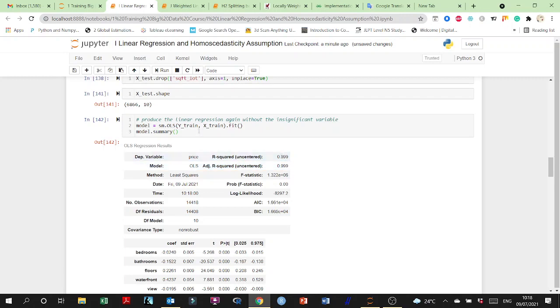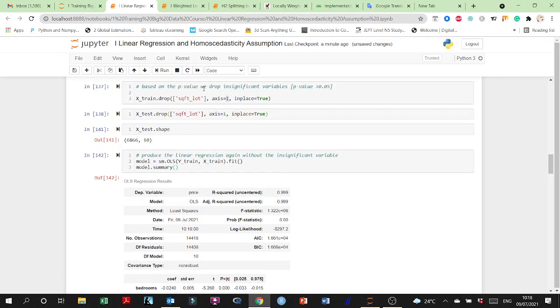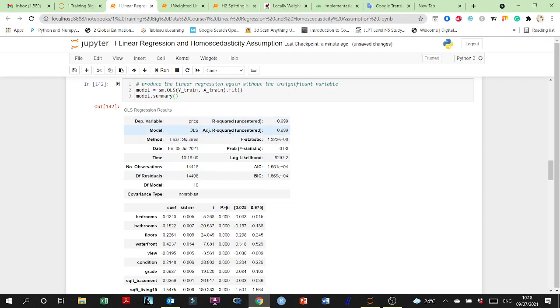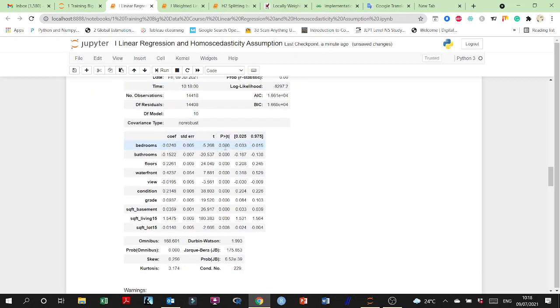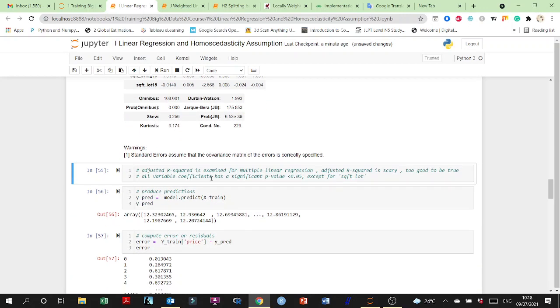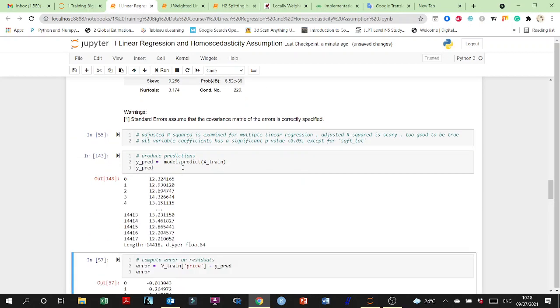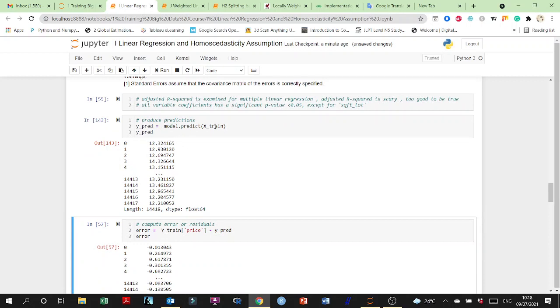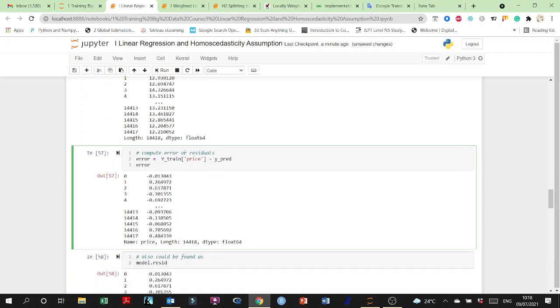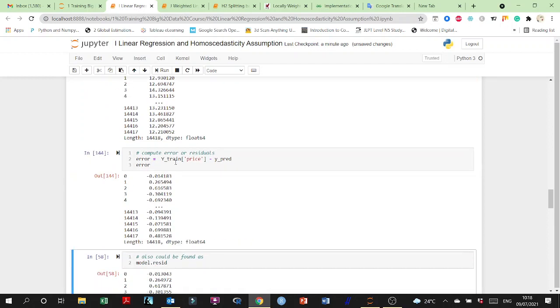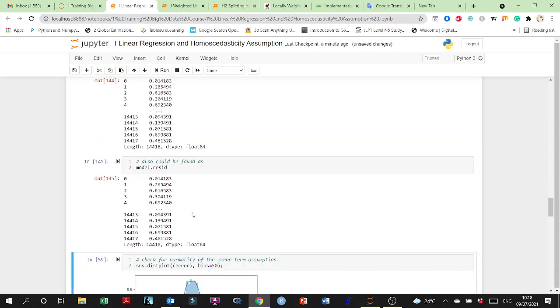After dropping the insignificant variable, I still had the same good R squared, and I'm going to check the p-values again. As you can see, all the p-values are below 0.05, so they are all acceptable. Now what we need to do is generate predictions, based on the x train. We're going to get the error on the x train, from the actual value of the price minus the predicted value. Or you can use this code, basically model.resid.